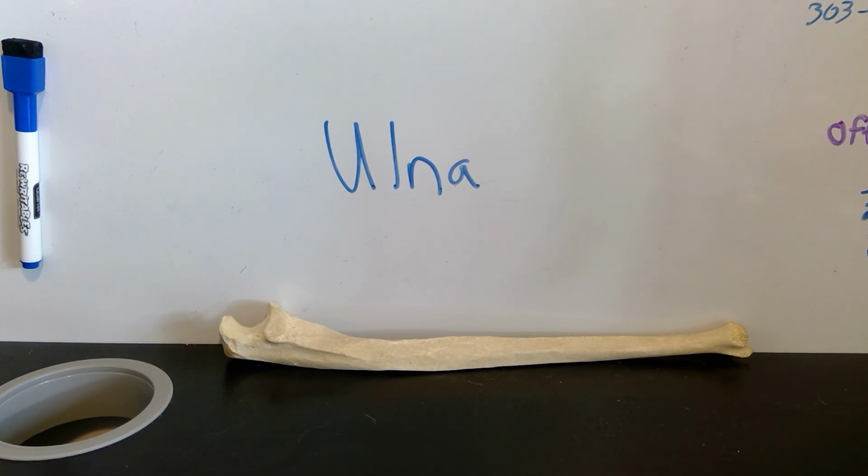Okay, so we just finished with the radius, and now we're going to dive into the ulna. And in similar fashion, we have a proximal and distal end with landmarks associated to both. And also we need to determine whether or not this is a left or a right ulna. So first thing you can probably already appreciate is that both ends look very dissimilar.